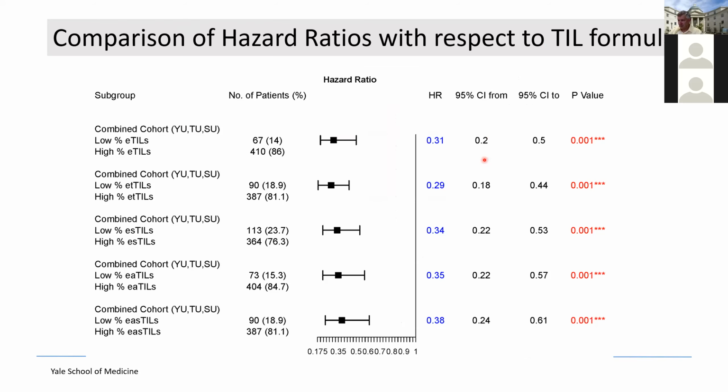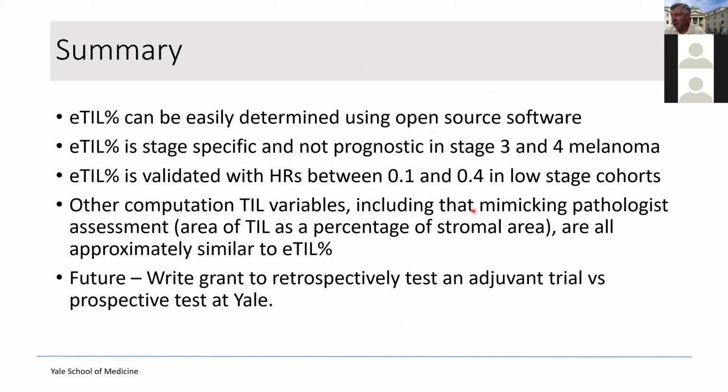So this is a comparison. I'll skip this slide to go to the summary. eTIL percent can be easily determined by open source software. And in fact, other people, and I don't have that reference in here yet, have downloaded our eTIL algorithm, NN192, downloaded QPath, and actually run and published papers in low stage melanoma showing hazard ratios between 0.1 and 0.4. But it's stage specific. Don't try it on stage 3 and 4. It won't work.